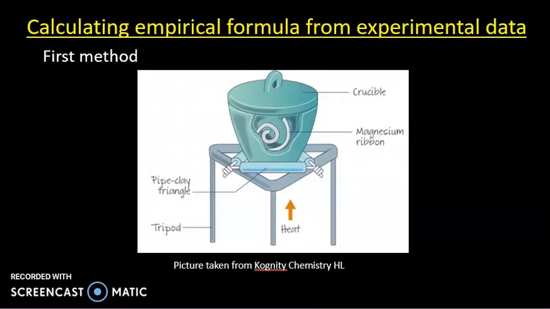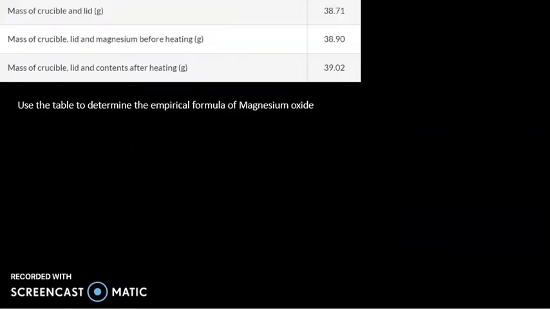What's up? In this video, we will look at how to determine the empirical formula of magnesium oxide from this apparatus. For this experiment, a sample of magnesium is heated in a crucible until it reacts with oxygen in the air using this apparatus. The crucible is opened periodically to allow oxygen to enter. So how can you find the empirical formula using this apparatus?